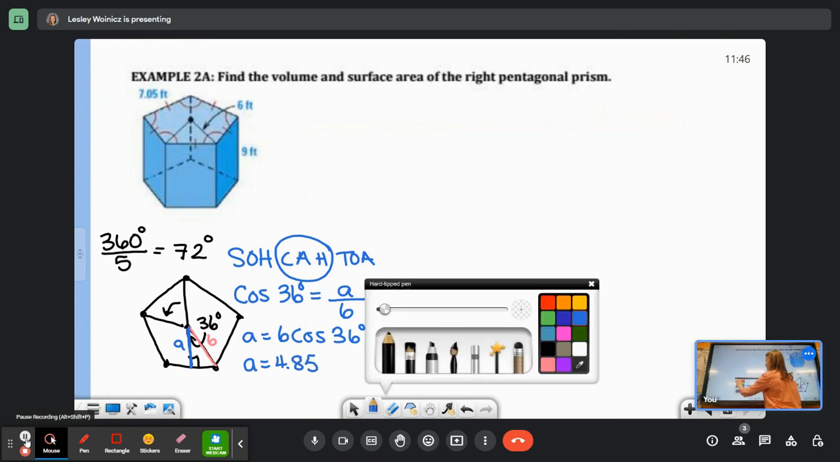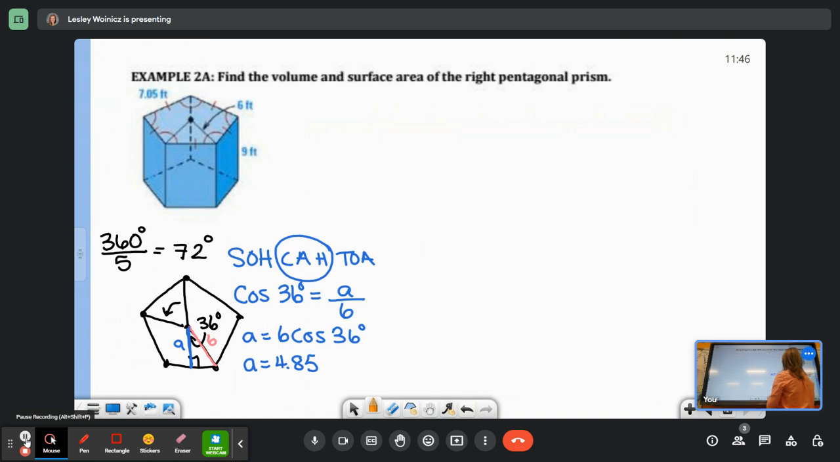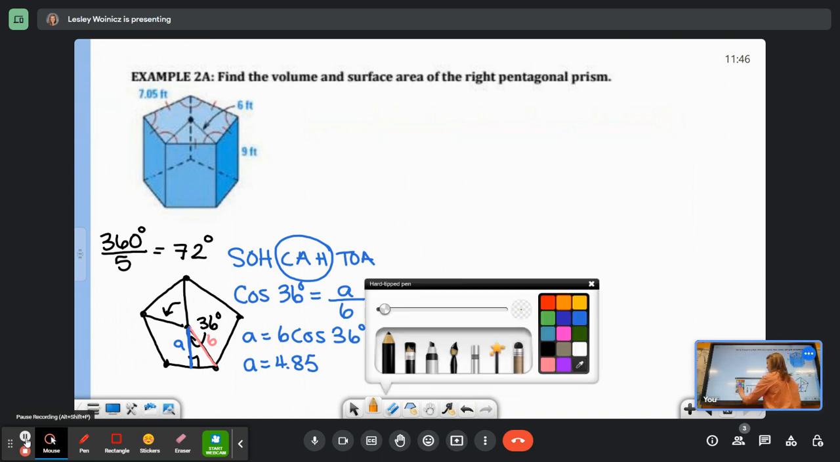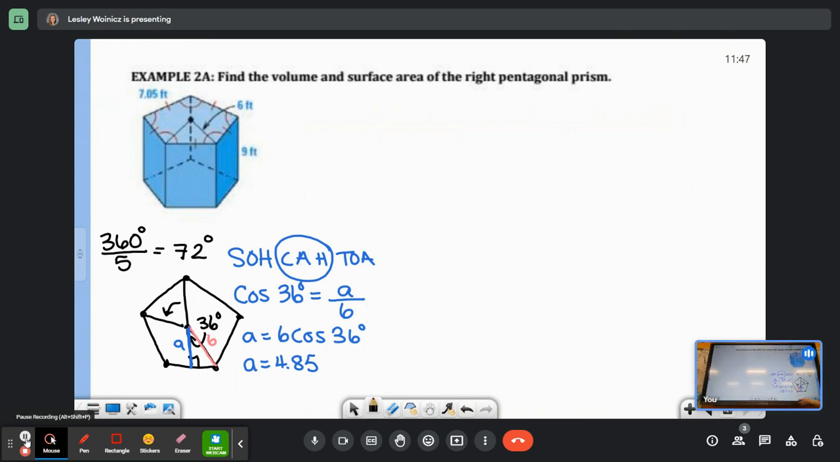Okay. My side length is kind of gross at 7.05. That's S. And my N is, how many sides have I got? 5.